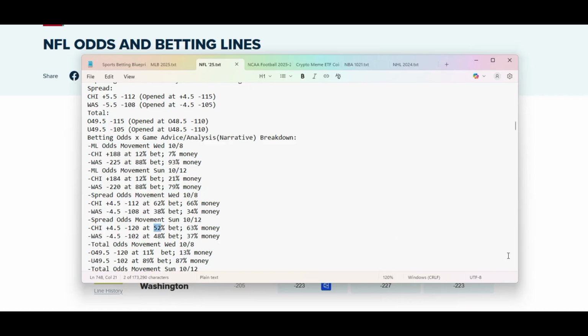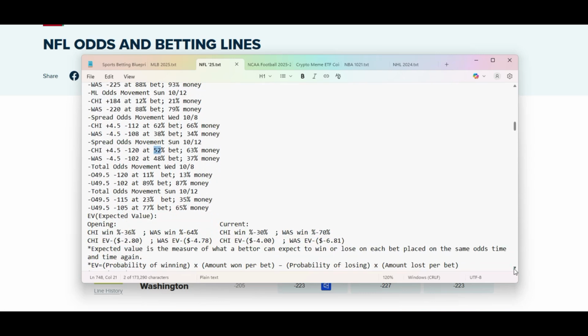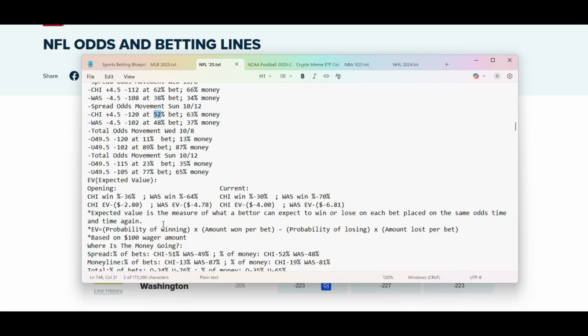Now let's see where they currently are. They were at 62 to 52. Now they are at 52. Still at 52 and 51 and 52. 51% going with Chicago on the betting, 52% of the money currently going with Chicago, and that is based off the 5.5 point favorite Washington Commanders on the spread.